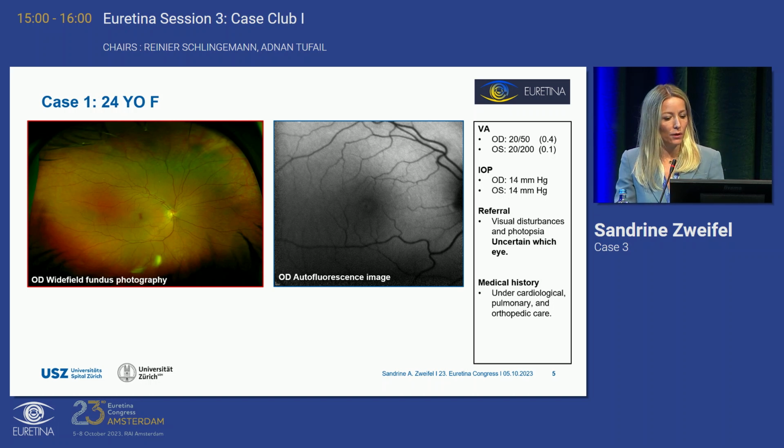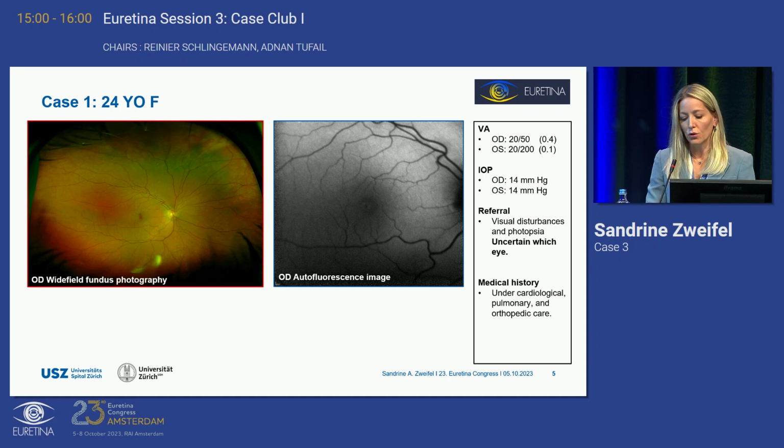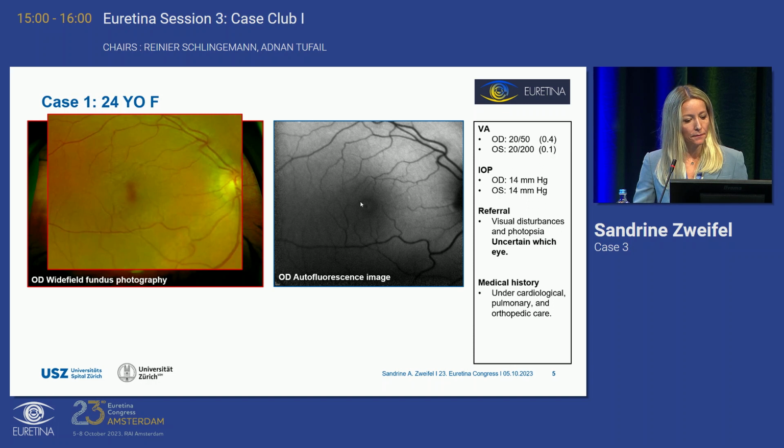I will give you a little bit more imaging data. So you have here the wide field color fundus photography of the right eye. We saw also some irregularity of the inner surface, and you have an autofluorescence image. Is the autofluorescence image normal or not? You see there is increased autofluorescence in the center here. Regarding medical history, she is under cardiological, pulmonary, and orthopedic care.